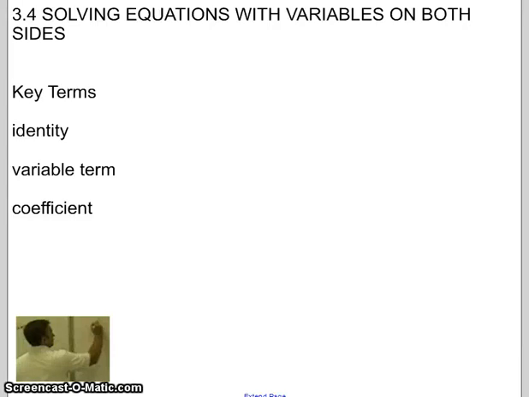Okay, in section 3.4, we're going to solve equations with variables on both sides. Some key terms for this section: identity. Identity would be something that is itself. So the identity property for addition is when we add 0 to something and we get that thing, whatever it is. So 8 plus 0 is 8. The identity for multiplication is 1: anything times 1 is itself.